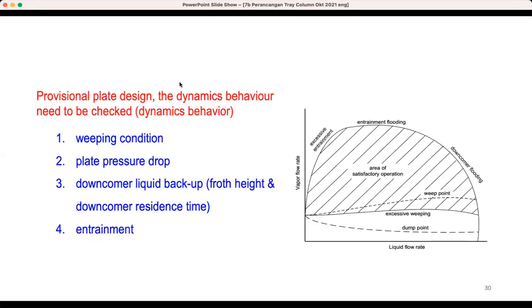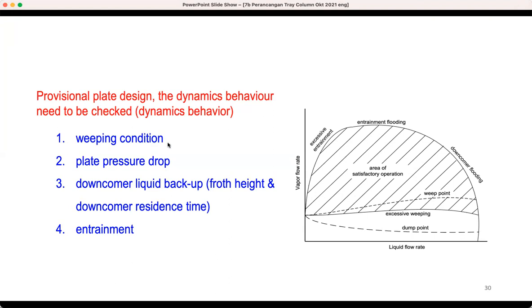Okay, so that is called the professional plate design. When you have the diameter, the tray spacing, and the number of stages, then you know the total height of the column. But then the dynamic behavior must be checked. What are the dynamic behaviors that should be checked?